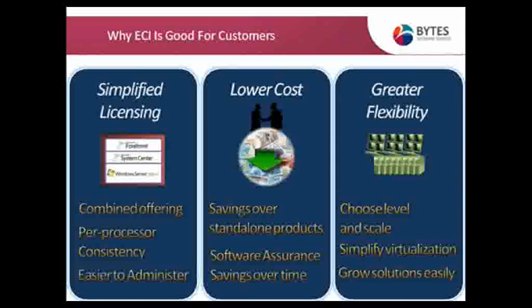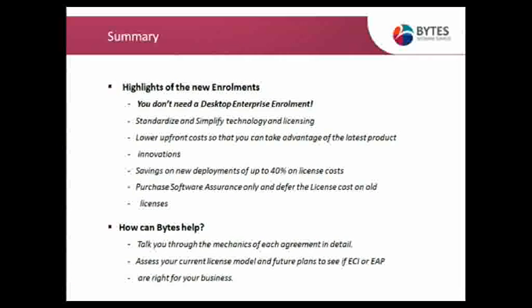You can choose the level and scale of the agreement. Obviously you can pick between each of those individual infrastructure suites of Standard, Enterprise and Data Center, and as long as you hit that 50 per processor count, it's an agreement which you can qualify for. So overall, the highlights of these 2 specialized enrollments of ECI and EAP are that you don't need an enterprise desktop enrollment in order to qualify. If you can hit the minimum footprint counts of each of those 2 enrollments, then it offers an opportunity to standardize and simplify the technology that you're using, as well as the licensing model as well.